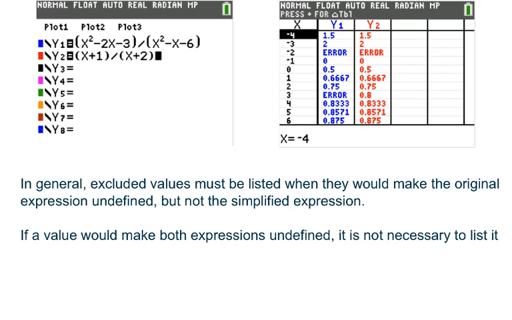So you can see that here in this last example. It must be listed to make the original expression undefined, but not the simplified. So we've got that right here with an x value of negative 3. It makes the original undefined, but not the simplified. So we need to list 3.